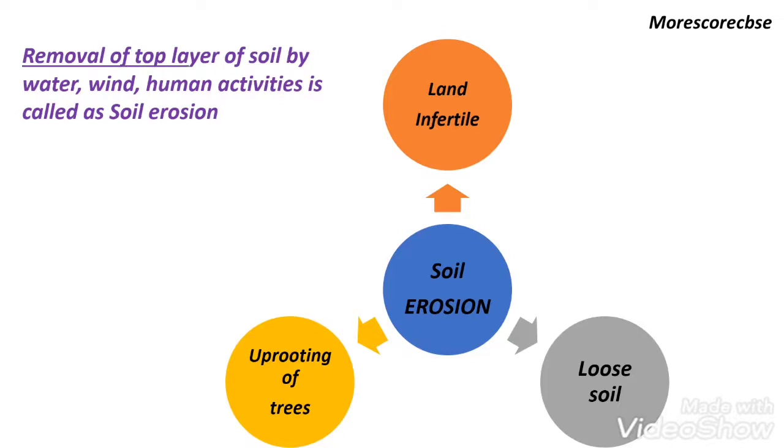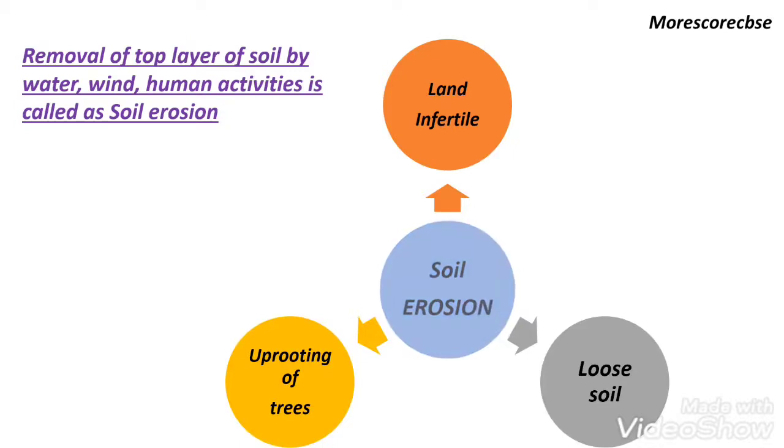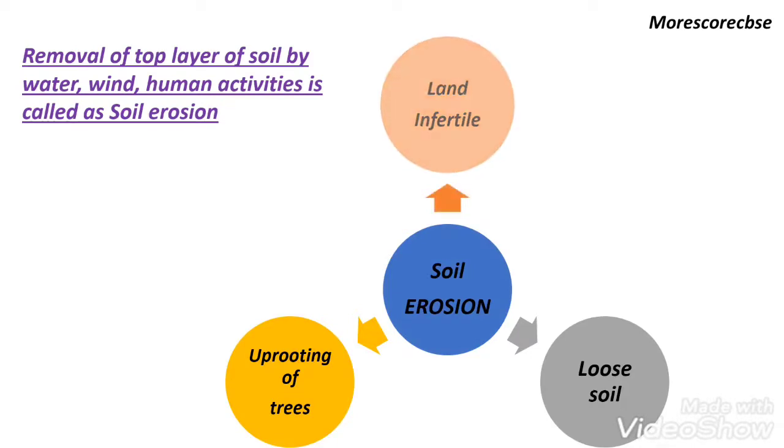So kids, what is soil erosion? The removal of the top layer of the soil is called soil erosion. What does soil erosion cause? It makes the land infertile. The main cause of soil erosion is deforestation. When the trees are cut, the roots dry and become loose, and hence the soil is easily blown by the wind and water.